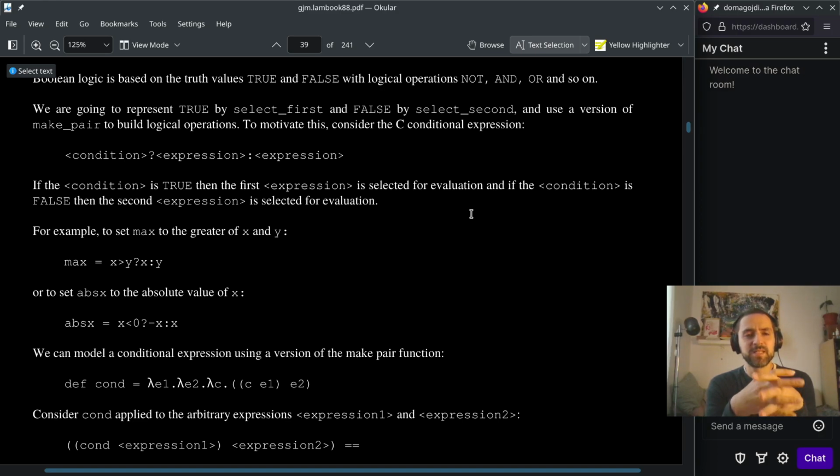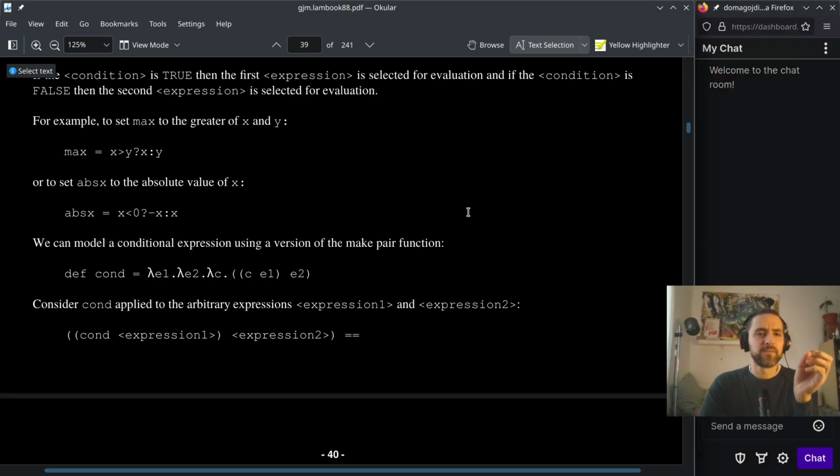For example, to set max to the greater of x and y: max equals x greater than y, question mark, x, or y. Or to set abs x to the absolute value of x: abs x equals x less than 0, question mark, minus x, or x.